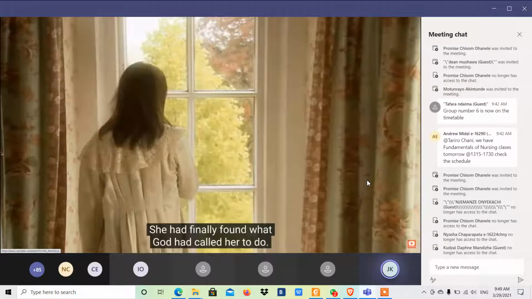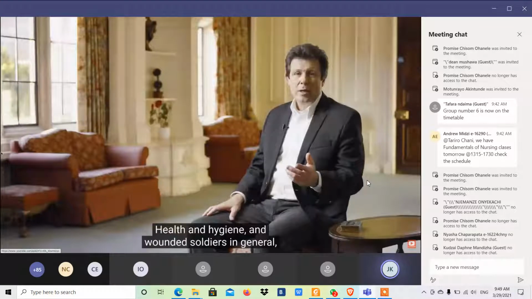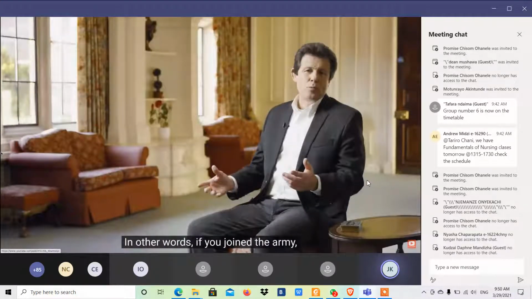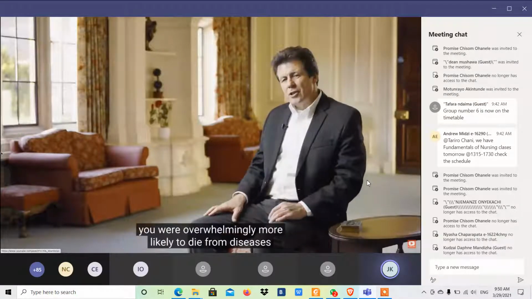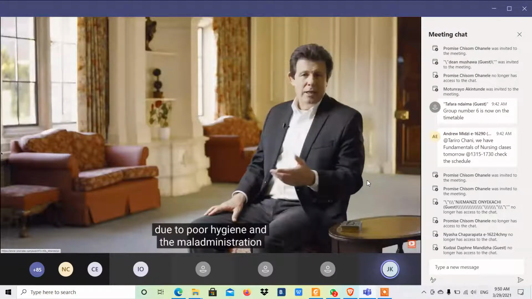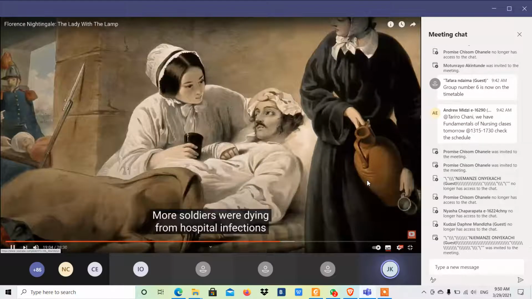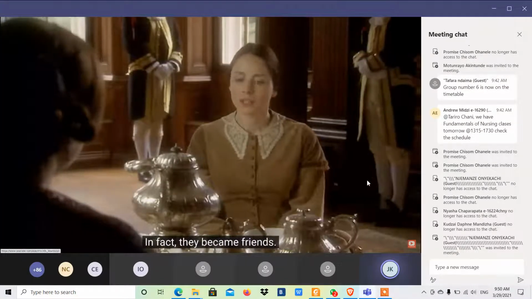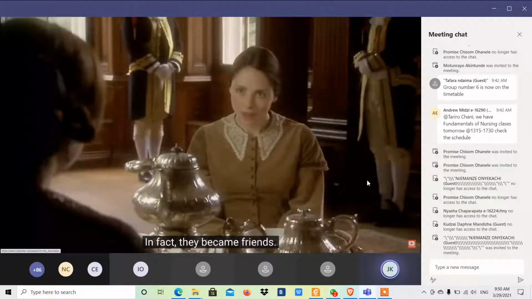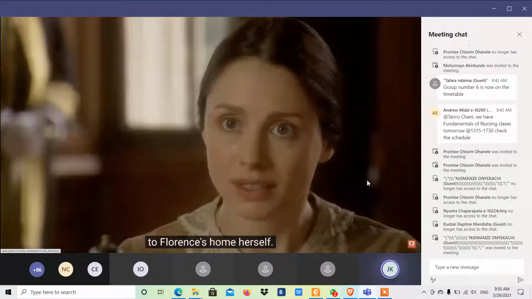Health and hygiene, and wounded soldiers in general, were neglected in the British Army. In other words, if you joined the army, you are overwhelmingly more likely to die from diseases due to poor hygiene and the maladministration of the hospitals than anything else. More soldiers were dying from hospital infections than from battlefield injuries. Florence managed to convince Queen Victoria that urgent reforms were needed. In fact, they became friends. The Queen would summon her to visit the palace and, amazingly, even made informal visits to Florence's home herself.